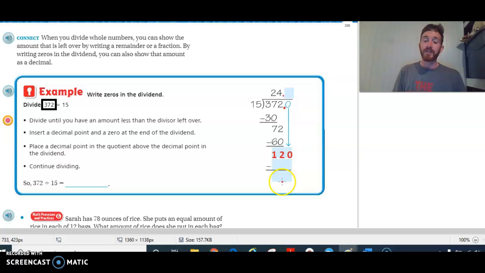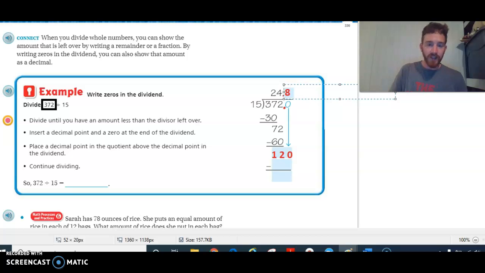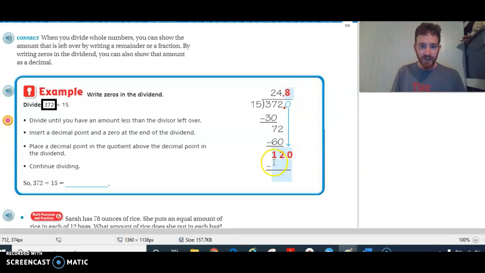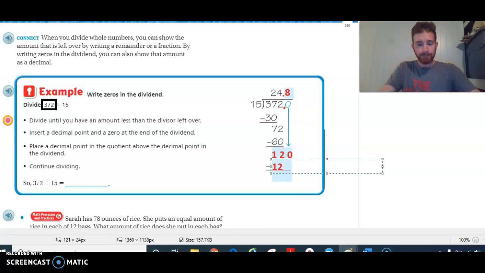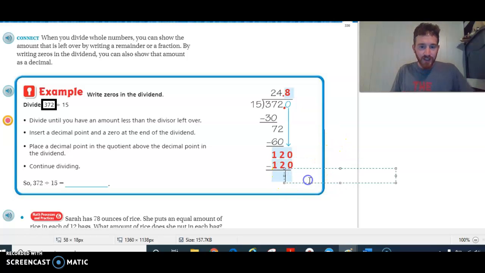Now, how many times would 15 go into 120? That's actually going to be 8 times. Now, again, you might have to check off to the side and guess and check and see. But we can get to 8 there, which would equal exactly 120, which will subtract out and leave us with 0. Okay, so then we have 0 left over.